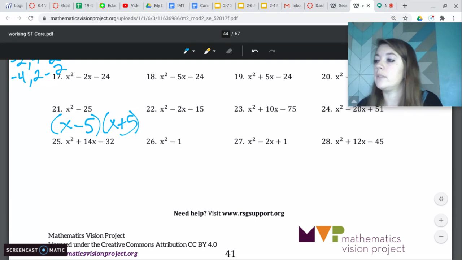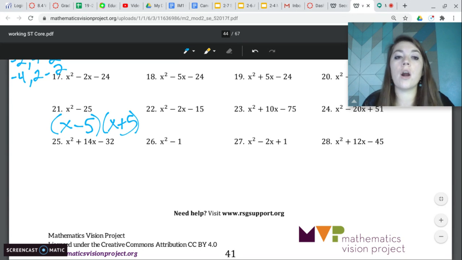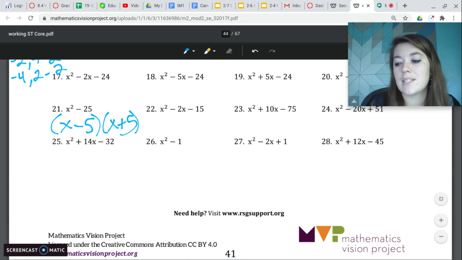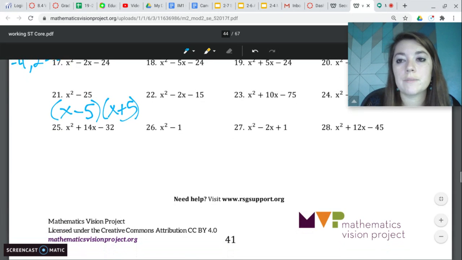Okay? All right. So all of these are equivalent. So saying x minus 5 times x plus 5, that's the same as having x squared minus 25. It's another form of the equation. They are equivalent. So equivalent is your key word for this lesson. Equivalent.